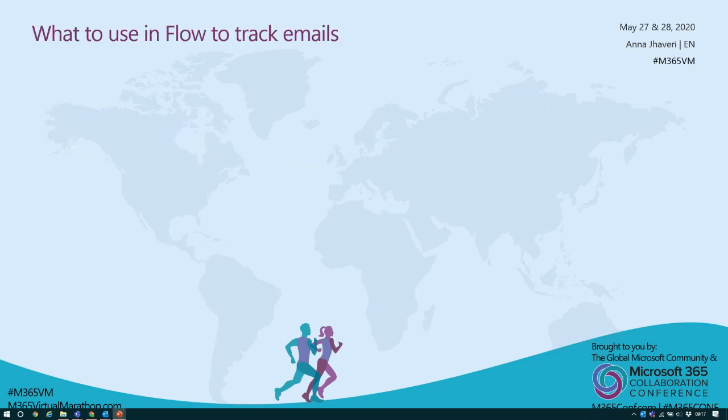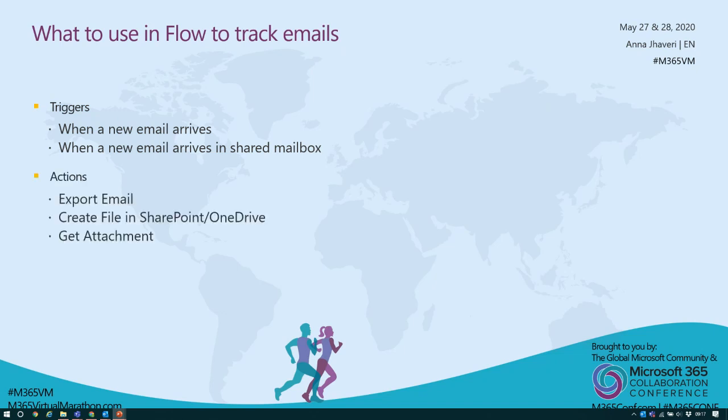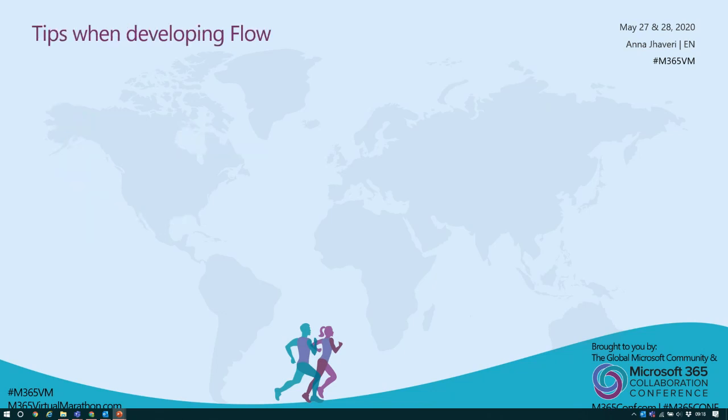All right, so what to use in a flow to track emails, as we saw in the demo, just a revision. Use the triggers like when a new email arrives or when a new email arrives in a shared inbox. I used an action like export email in order to get the email content. Then I used create file in SharePoint or OneDrive, based on where you want to create an email file. I used the get attachment action to get the attachment contents of the emails.